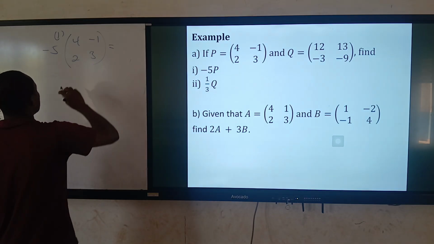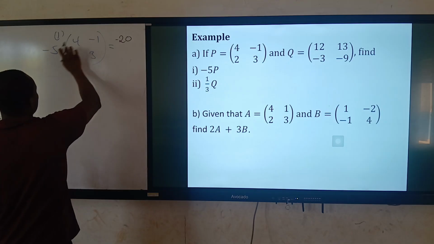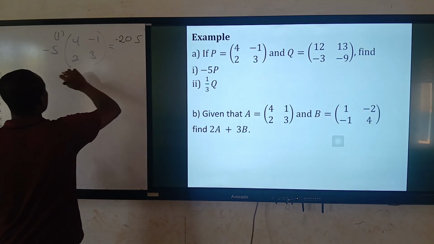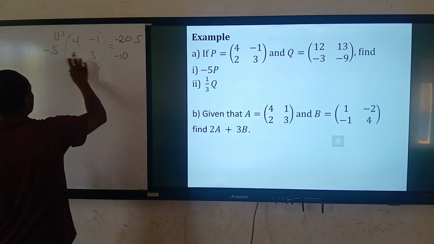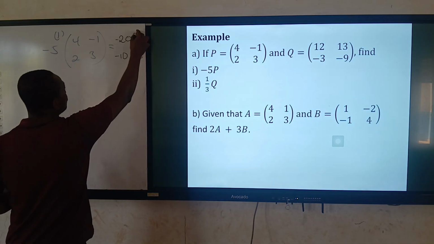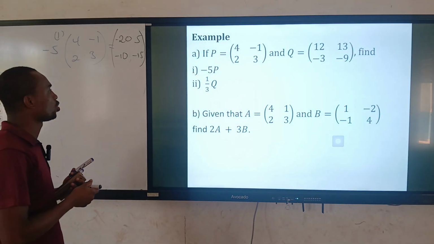So multiply negative 5 and 4, it gives us negative 20. Multiply this will give us 5. Multiply this and that will give us negative 10. Multiply this will give us negative 15. So this one becomes the answer for our matrix.